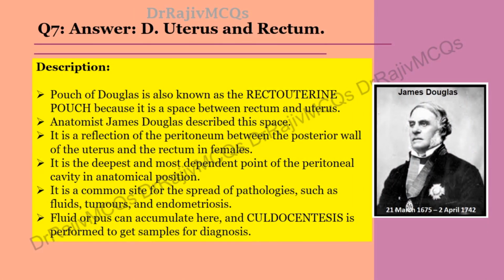The correct answer in question number 7 is option D. The pouch of Douglas is also known as the rectouterine pouch because it is a potential space between rectum and uterus. The anatomist James Douglas described this anatomic space. It is formed by the reflection of the peritoneum between the posterior wall of the uterus and the rectum in females. It is the deepest and most dependent point of the peritoneal cavity in anatomical position. It is a common site for the spread of pathologies such as fluids, tumors and endometriosis.